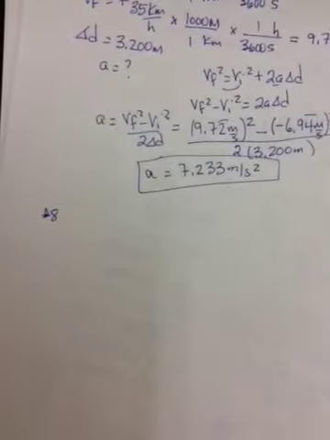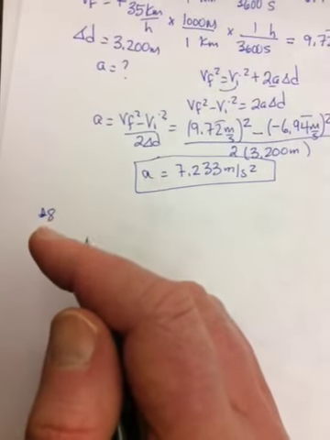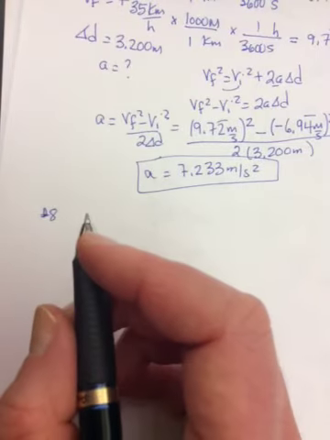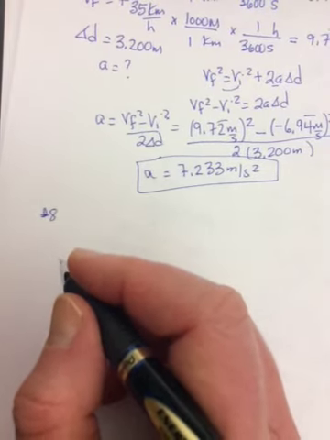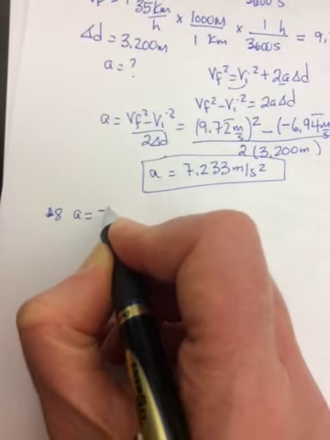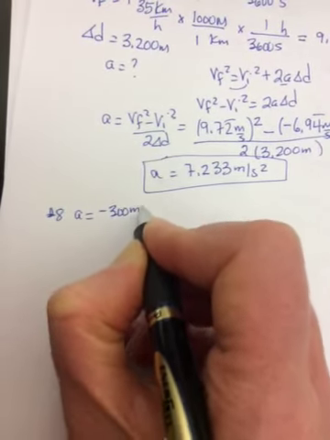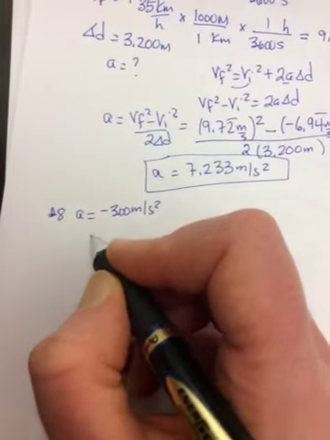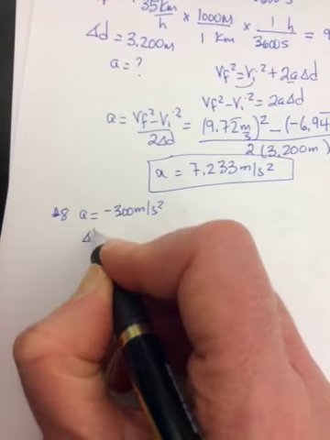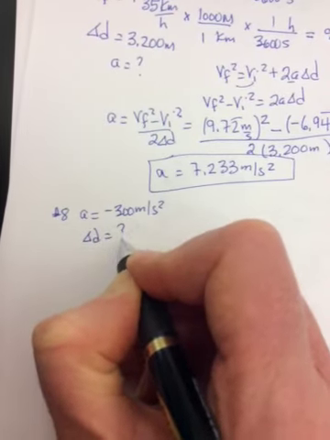Number 8 says highway safety engineers build soft barriers so that cars hitting them will slow down at a safe rate. As mentioned above, a person wearing a seatbelt can withstand an acceleration of negative 300 meters per second squared, negative meaning opposite direction of motion. How thick should a barrier be? You're looking for delta D.